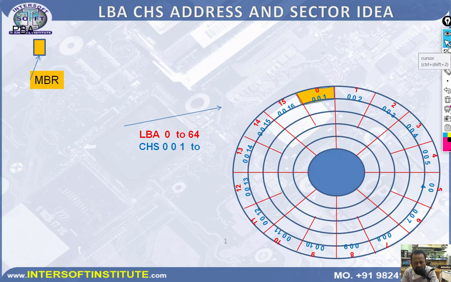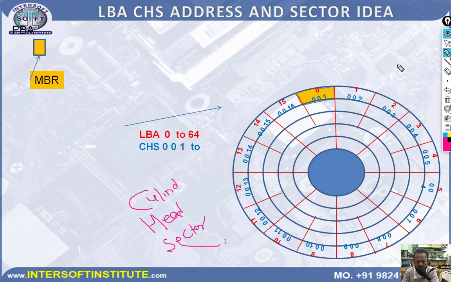So there are two types of addressing, one is CHS, one is LBA. What is CHS? Cylinder, head and sector calculation. These three calculations are there. So here is your cylinder, head and sector calculation. This area is the cylinder. Head means what? We can assume if I have two platters, I have zero head here, one head here, two head is here, and three head is here, like that.